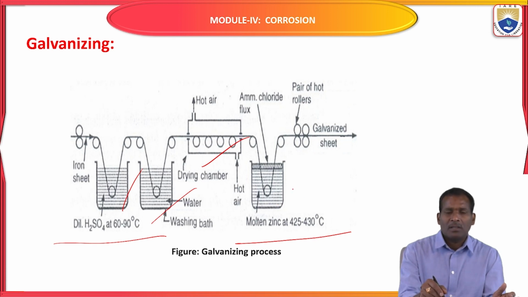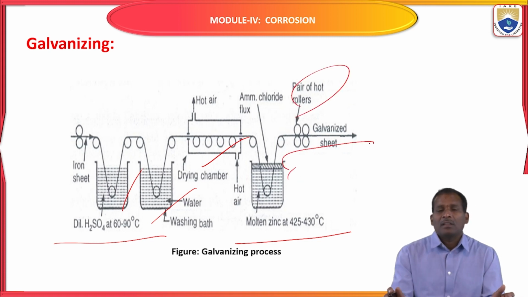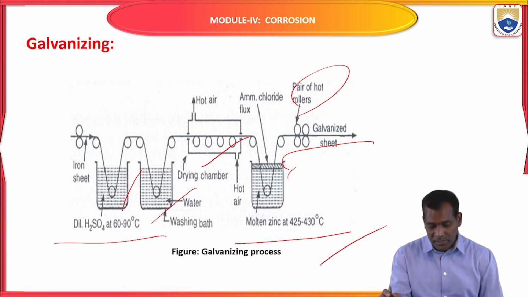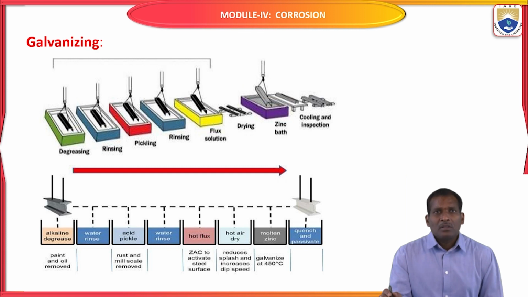Finally, the base metal is coated with zinc, and then the galvanized sheet passes through the pair of hot rollers, and finally this sheet is obtained. So this is the process of galvanizing. It is shown here in a 3D diagram.